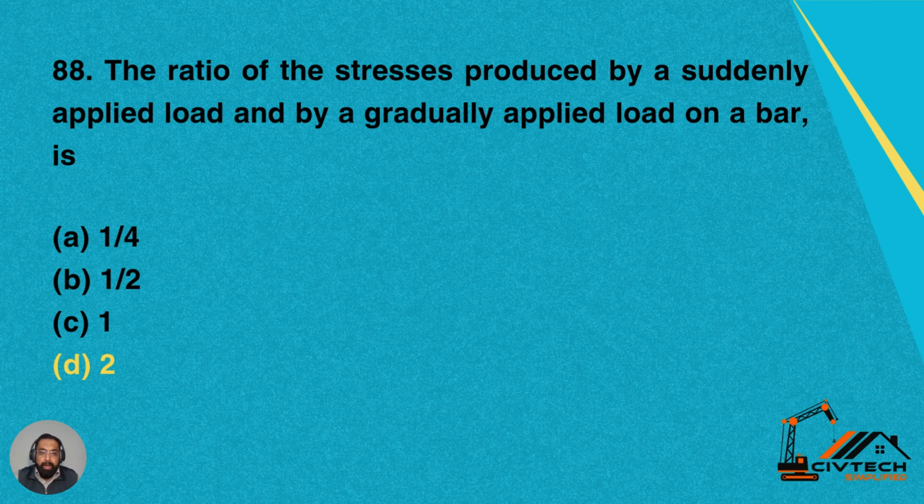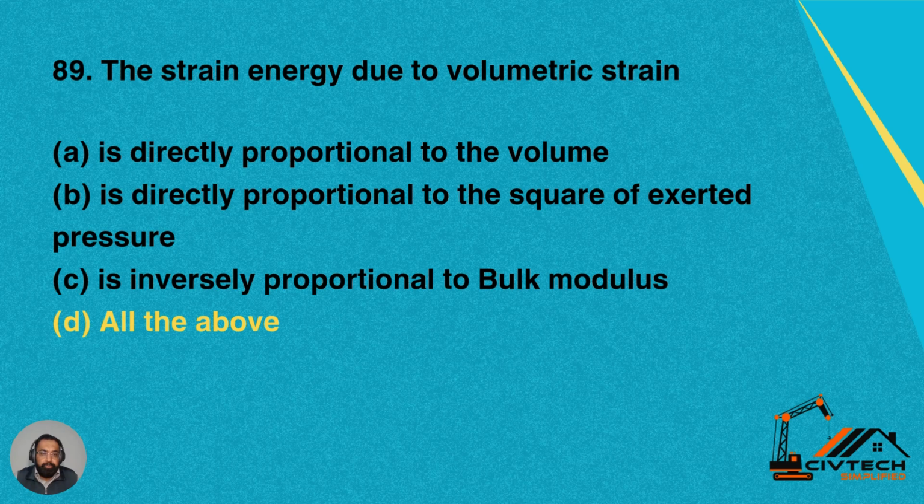88. The ratio of stresses produced by a suddenly applied load and by a gradually applied load on a bar is. What is the ratio of the load applied on a bar suddenly as compared to load applied on a bar gradually? The magnitude would be same. So the ratio is option A, 1 by 4, option B, 1 by 2, option C, 1, and option D, 2. It's 2.